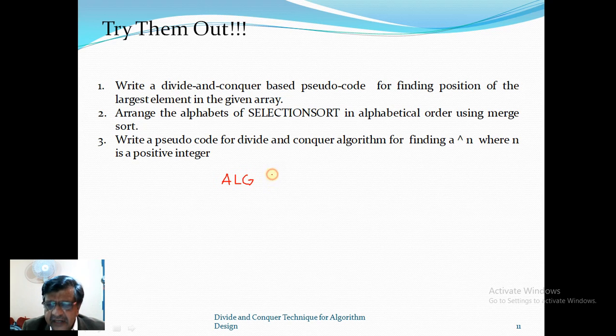Algorithm: let us say divide and conquer power, DCP. For want of time, I am just telling this. You can give an appropriate name to this function so that it gives a notion of what exactly it is doing. It takes two parameters, a and n. For this algorithm, if n equal to 1, then it becomes a to the power of 1, return a. Now division comes into the picture. This is the base case, return a.